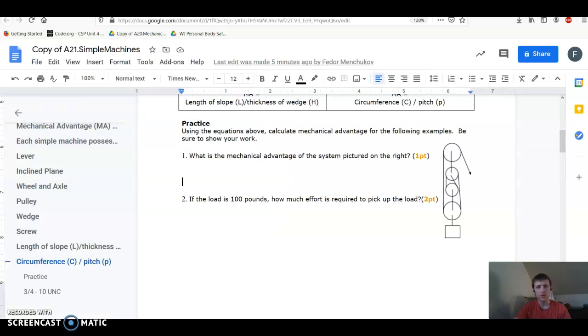So how do we use this to solve our question here? Well, if you look at this system, you have to assume the pulley at the top is fixed. Otherwise, this wouldn't float in midair.